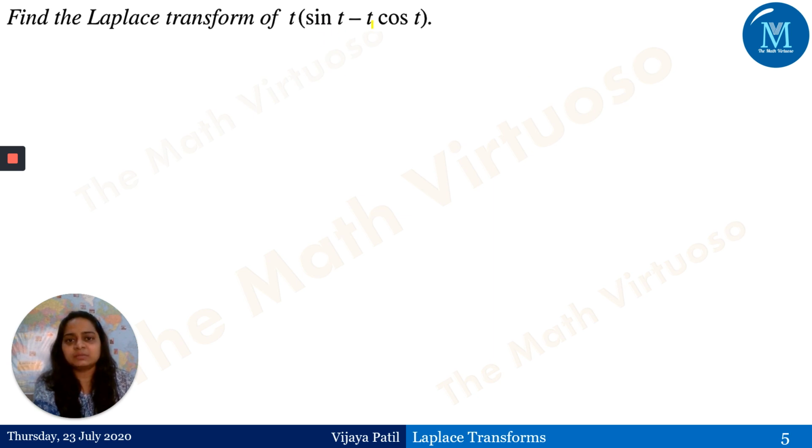Then it's t sine t minus t cos t. Again, I have to have understanding with this Laplace of t into (sine t minus t cos t), which is nothing but t into sine t minus t square cos t.